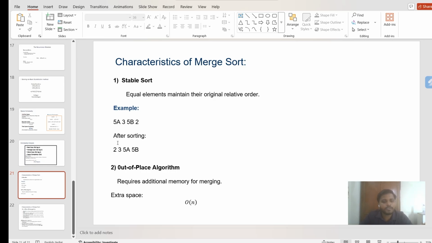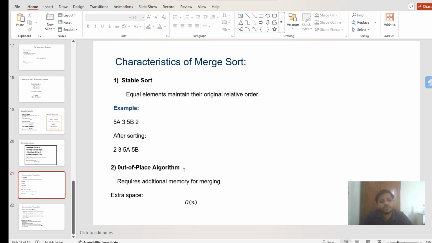2, 3 will come first. Among 5a and 5b, which one has to come first? Why have I taken a and b? Just to differentiate which 5 is which. In the input, 5a is the one that comes first, right? So in the output also it has to come first. So this stability will be preserved by merge sort. That is why merge sort is a stable sorting algorithm.